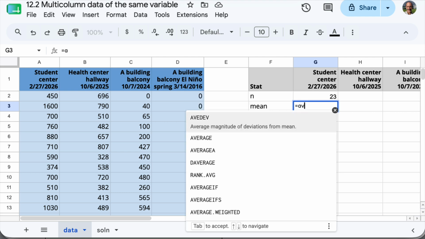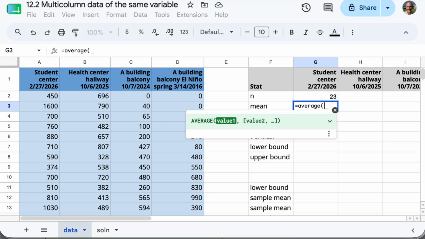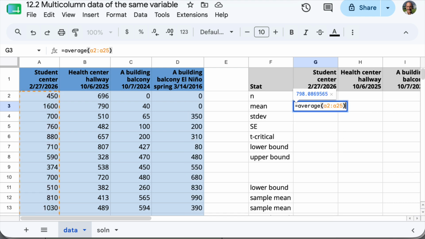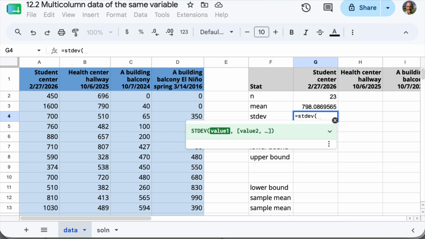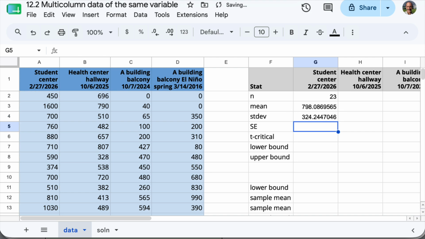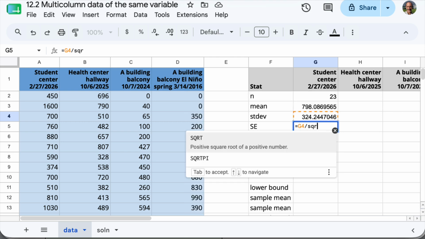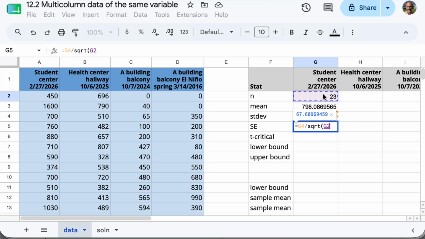This is the average function, and I can, if I need to, type it in, or I can drag and drop it into place. The standard deviation. Then for the standard error, I can just simply say the standard deviation divided by SQRT, open parenthesis, n.